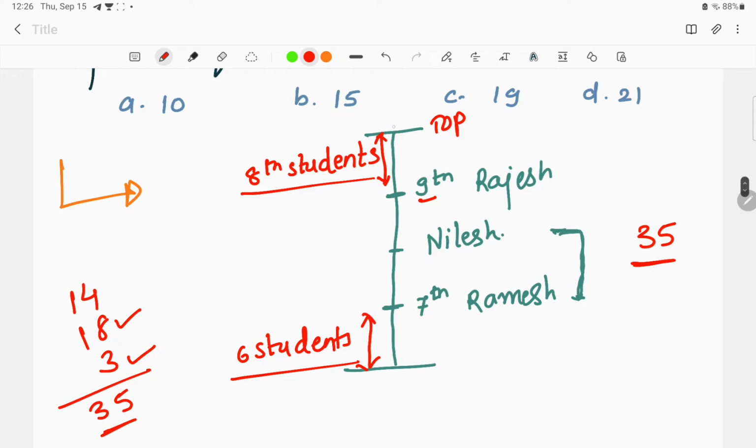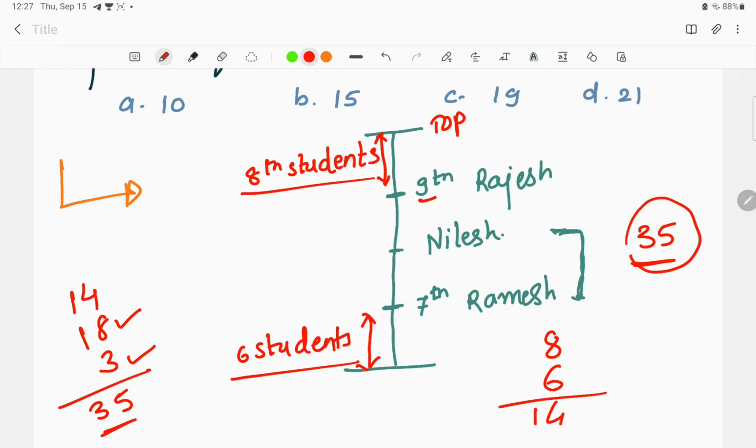So above Rajesh, there are 8 students. And Ramesh is at the 7th position from the bottom, so there are 6 students below Ramesh. So this is the data we have got: 8 students above Rajesh, 6 students below Ramesh. Okay, this became 14 students, right?